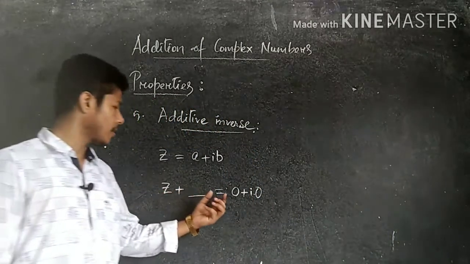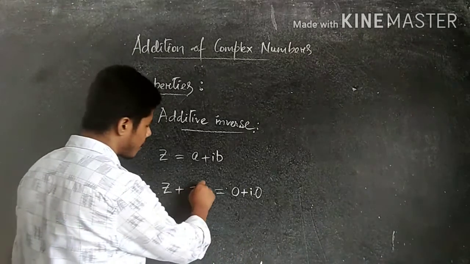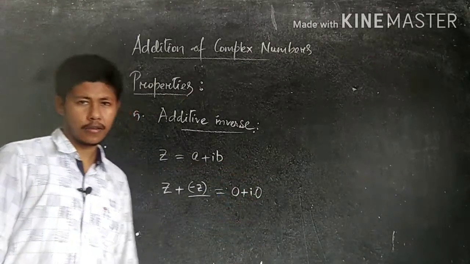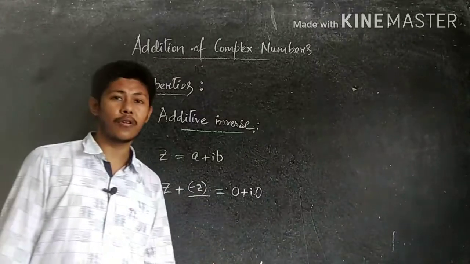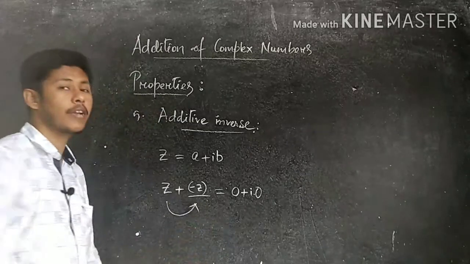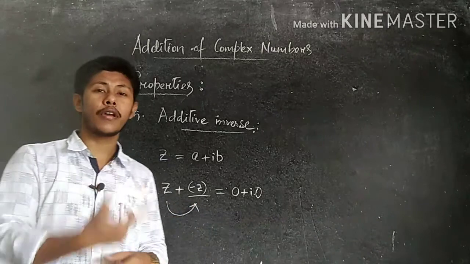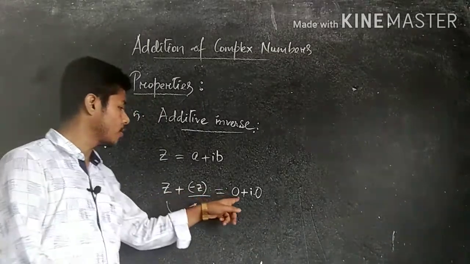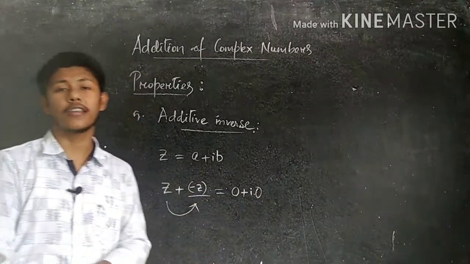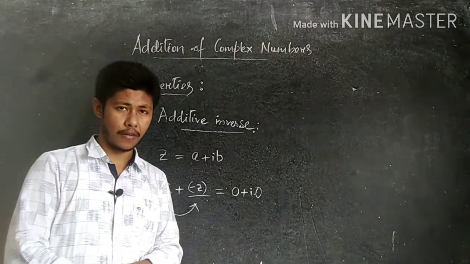To z, how much we have to add here to get the additive identity? So obviously we have to write here minus a minus ib. The meaning is same. Minus a minus ib you can say, or you can say minus z. So for this z, minus z is what? Additive identity. So in this way we can say this 0 is the additive identity, and for this z, minus z is what? Additive inverse. Is it clear? So this one we can say additive inverse.